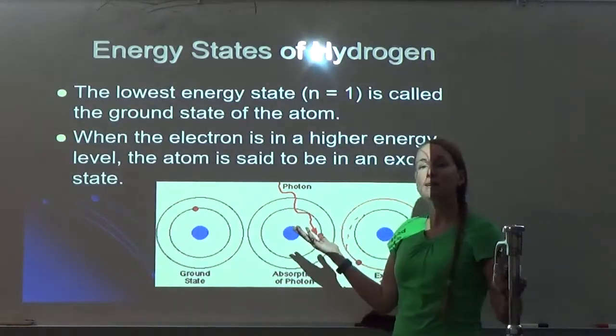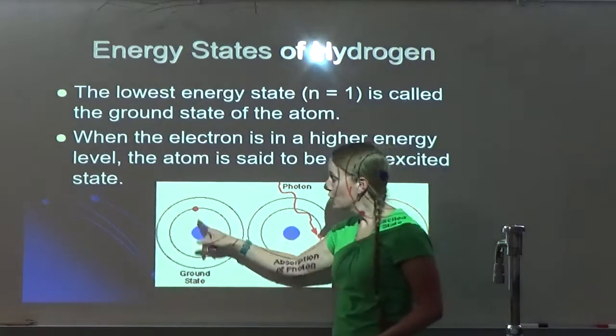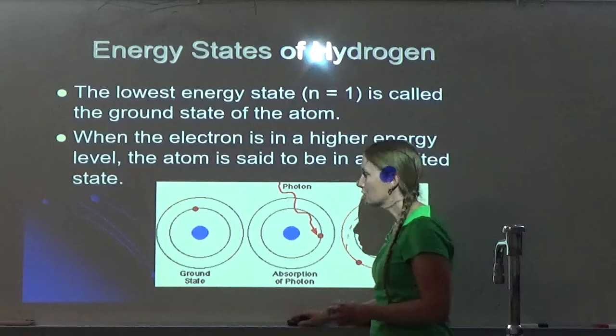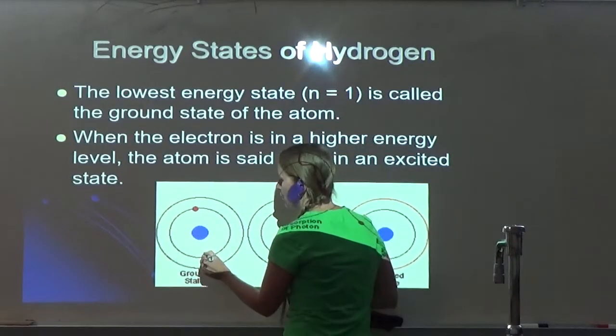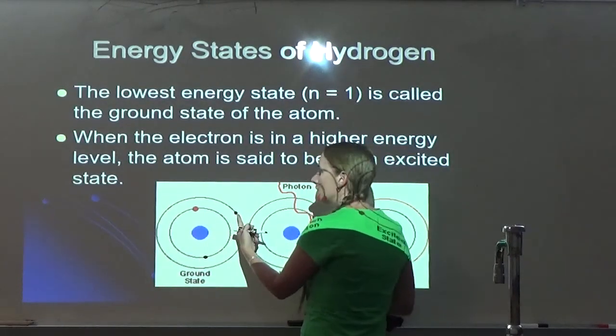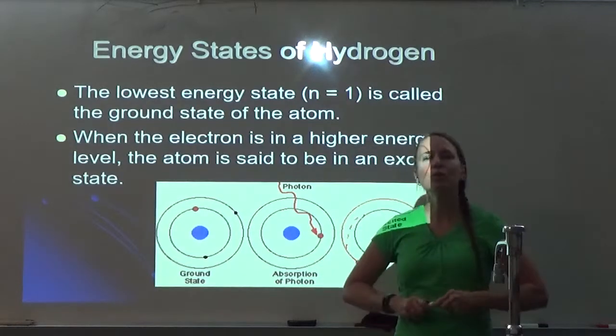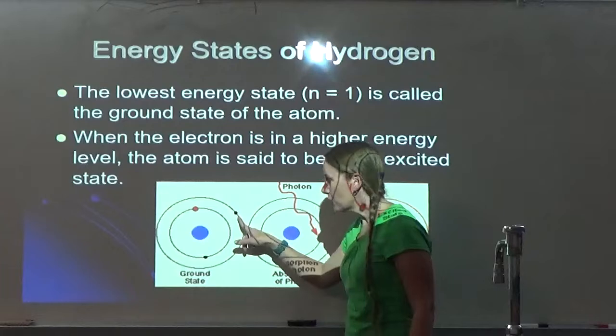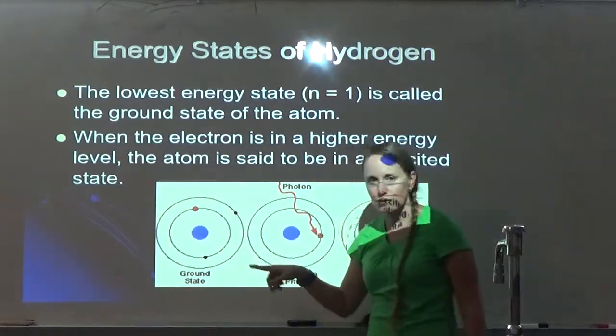But for example, lithium has 2 electrons in the first energy level and 1 in the second. So lithium would look like this because it has 3 electrons total. The third electron cannot go into the first energy level. That's not possible. So for the third electron, the second energy level is ground state.